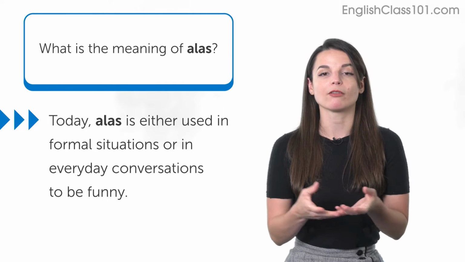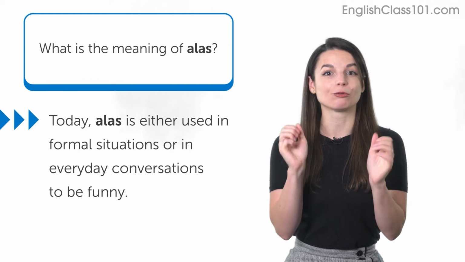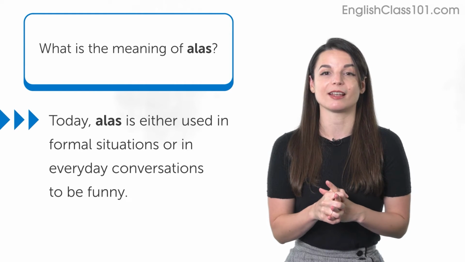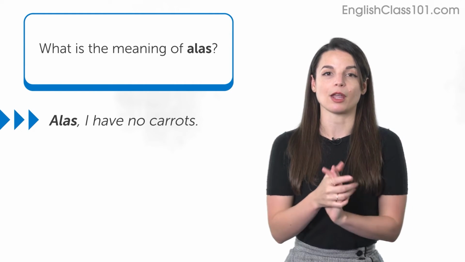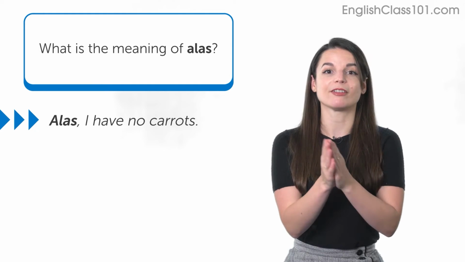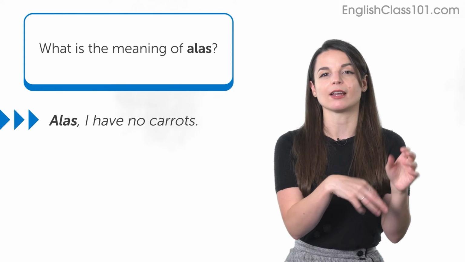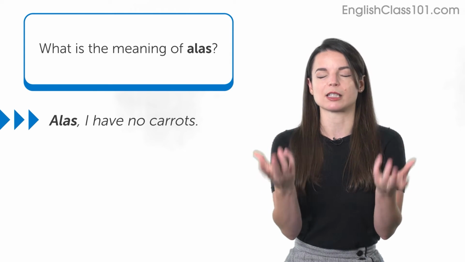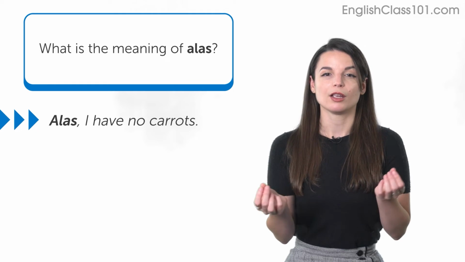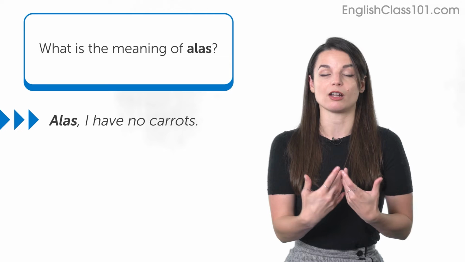So for example, if I'm trying to cook something and I realize I don't have the ingredient I need in my kitchen, I might say something like, "Alas, I have no carrots." So it's a very simple, small problem, but if I say "alas," which sounds very formal and serious, it makes it sound a little bit silly. It sort of makes a small joke in this way. So this is probably how you'll see "alas" used in everyday conversation.